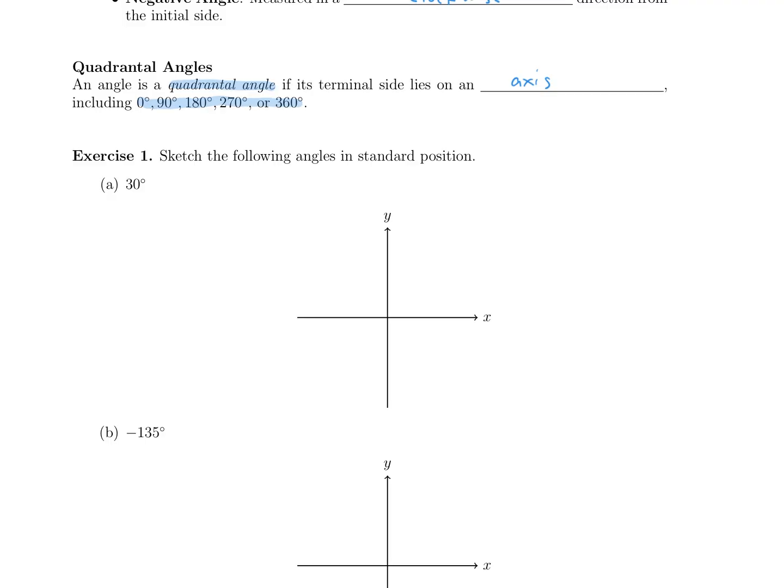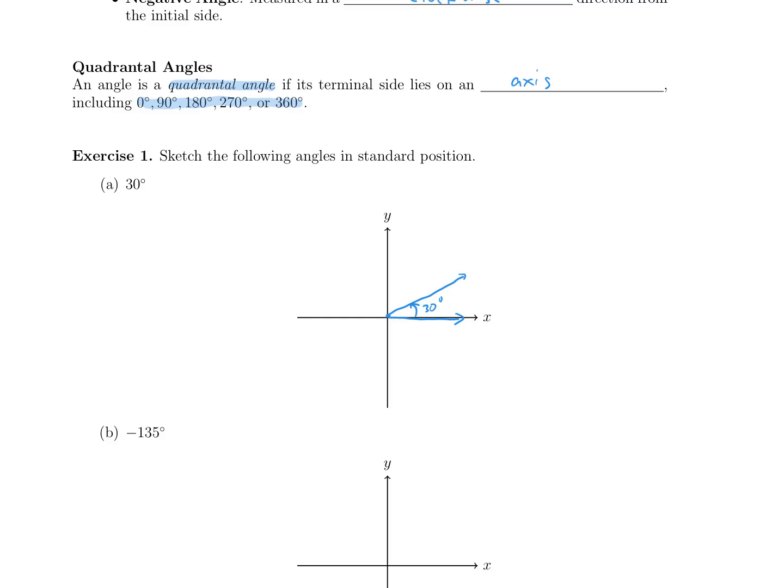It wants us to sketch the following angle in standard position. So standard position means we need to have the initial side along the positive x-axis. The vertex needs to be at the origin, and 30 degrees is approximately about right here. So we have to indicate the direction of rotation, and there it is, 30 degrees in the positive direction.